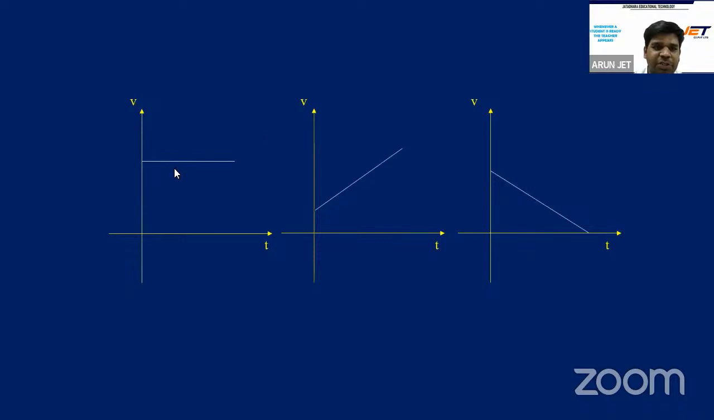First VT graph is a horizontal straight line parallel to the T axis. T is the x-axis, V is the y-axis. V is on the y-axis. T is called the independent variable, V is called the dependent variable.